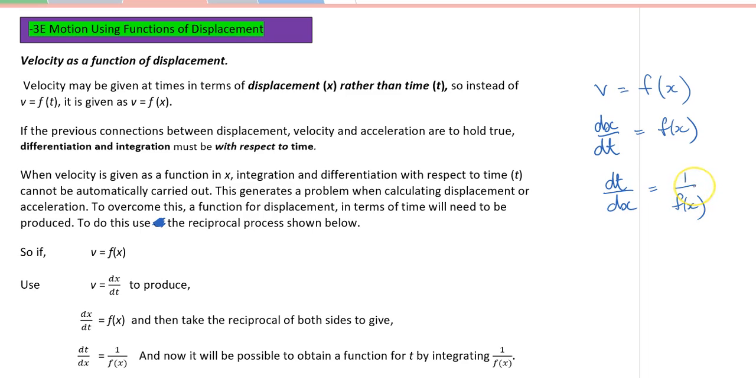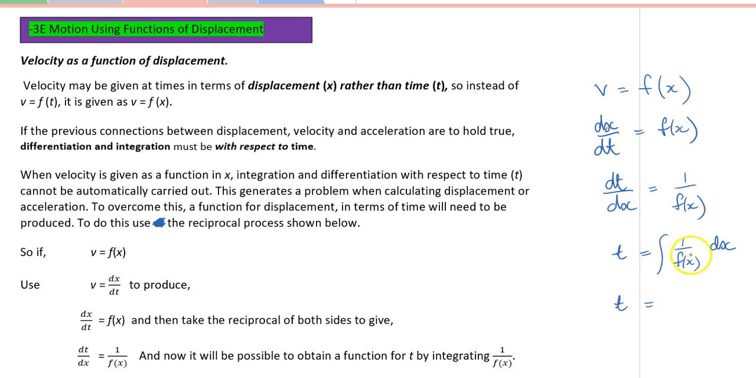Now, from there, keep in mind we want t. How would we get t? Well, to get t, we would go backwards, and going backwards in this situation is to integrate. So we know that t can be found by integrating 1 on f of x with respect to x. Now what does that give me? It gives me an expression about t.